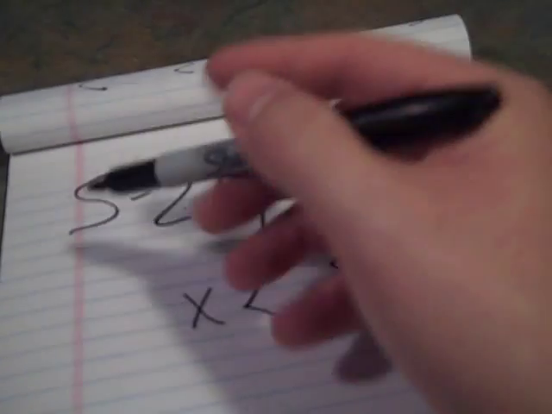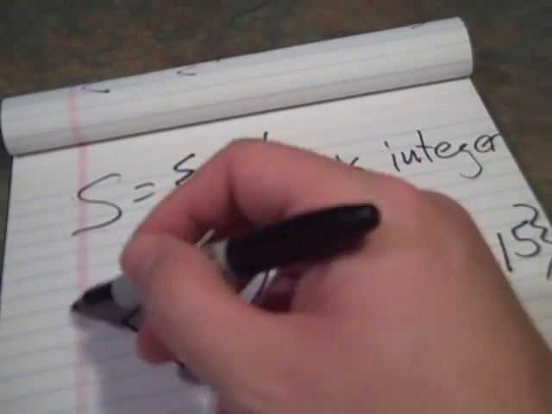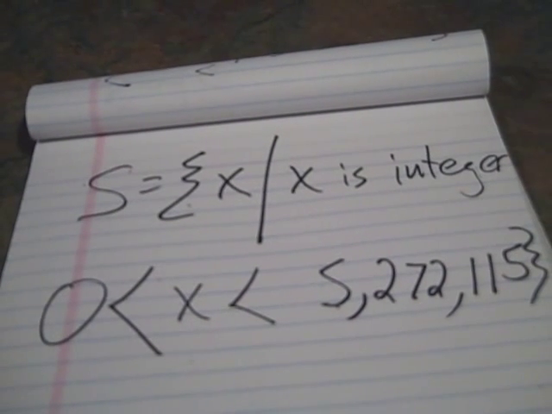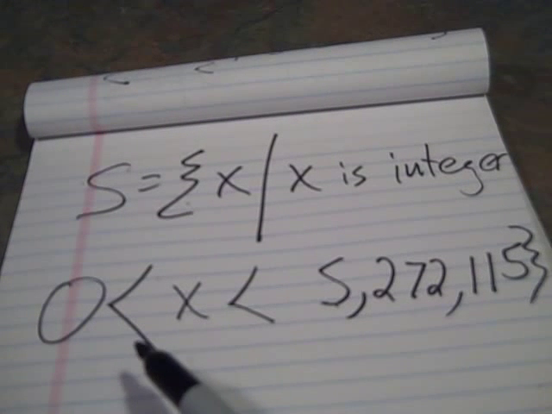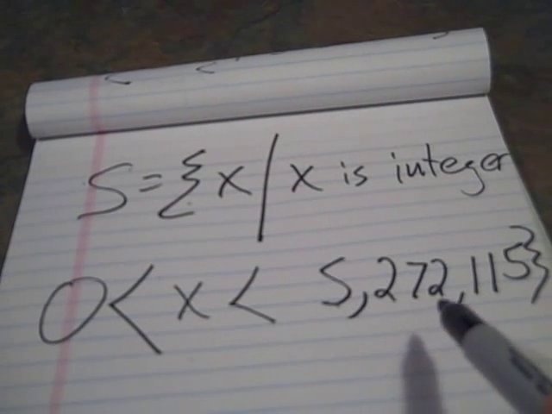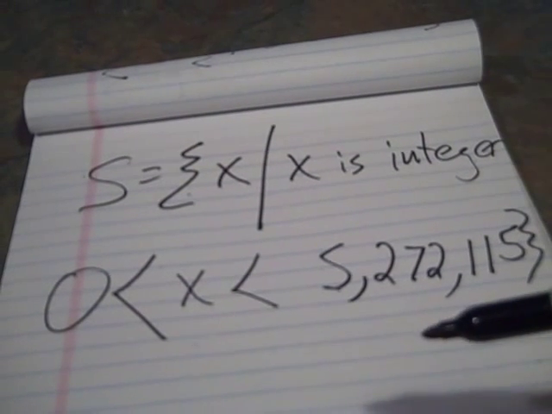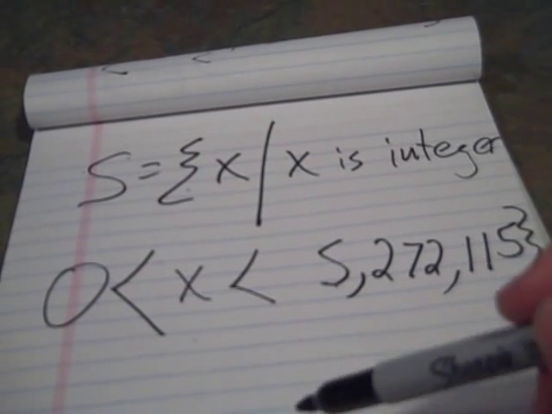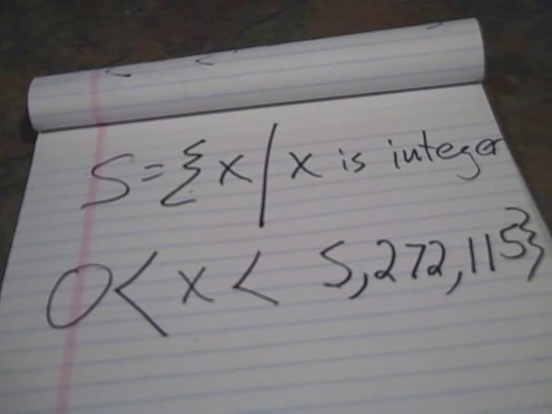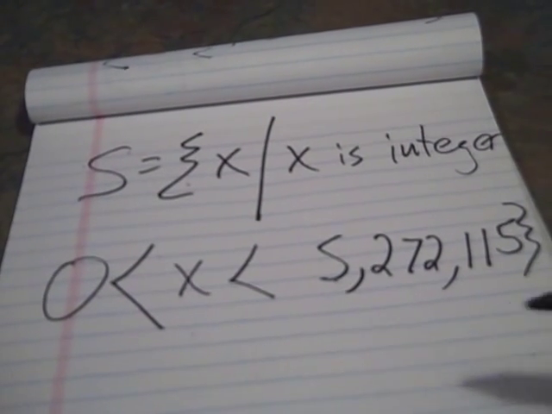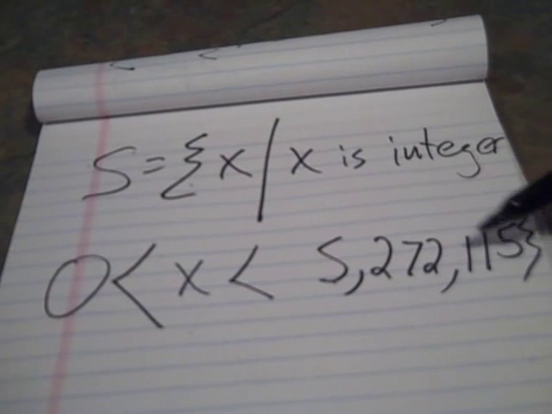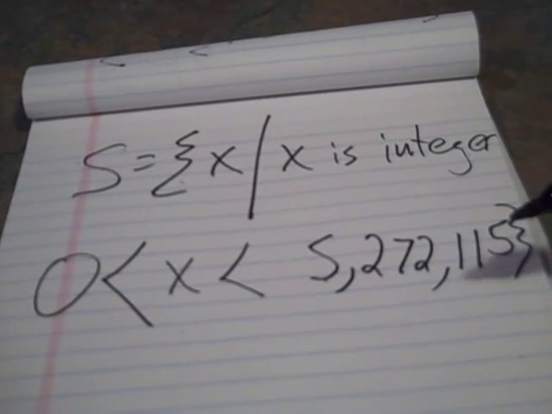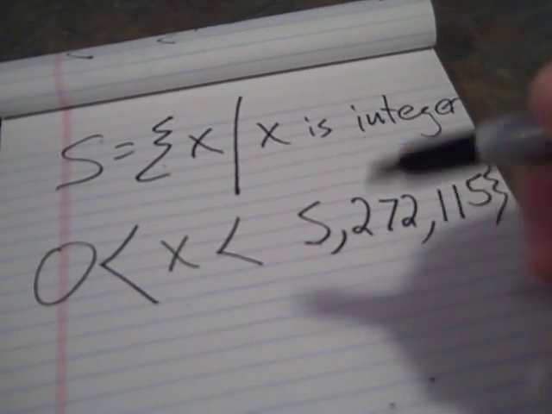I'm going to put it like this. Right? So now this is all the integers from 1 to 5,272,115. Right? It would be really hard to write every single number. You'd have to write 1, then 2, then 3, then 4, then 5, then 6, then 7, then 8, then 9, 10, 11, 12. You have to count all the way up, and you have to write them all down. This, now we know how to visualize, how to see and understand what that set of numbers is. So that's important. That's a good thing.